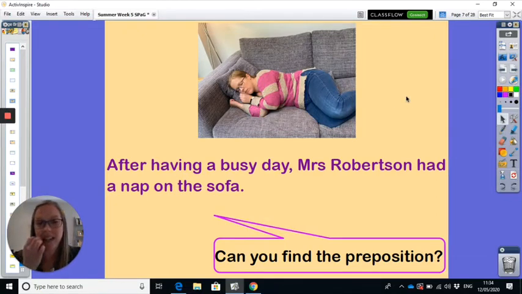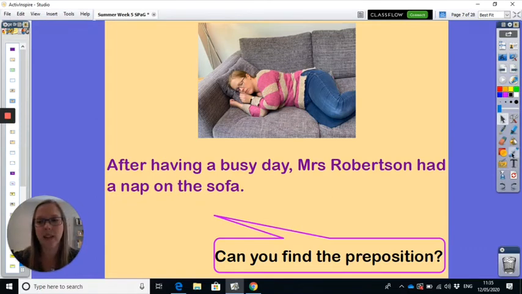So here is a sentence with a picture to go with it, and you've got to find the preposition, okay? After having a busy day, Mrs. Robertson had a nap on the sofa. Lovely picture of me having a snooze. Any ideas as to which words are the prepositions in that sentence? After having a busy day, Mrs. Robertson had a nap on the sofa. Any ideas?